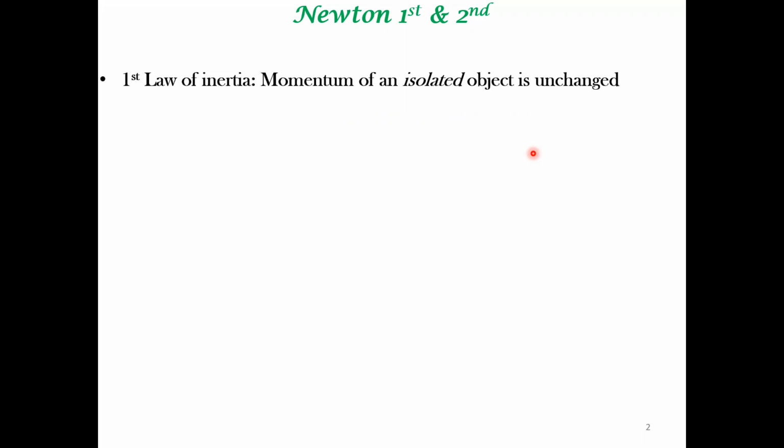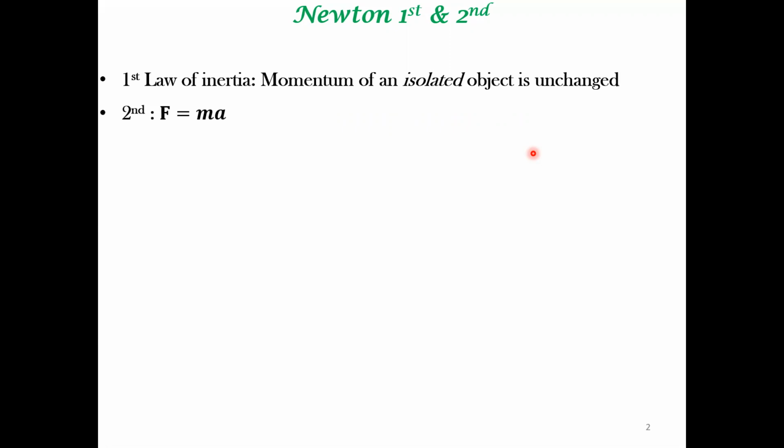So let's look at the main things which you've learned in classical mechanics, right? The most elementary things which you've known from high school is Newton's first and second law. Newton's first law is the law of inertia. We have a notion of isolated object. Somehow we can isolate the object, and the momentum of the isolated object is unchanged. That's Newton's first law.